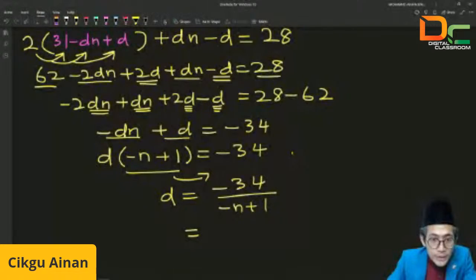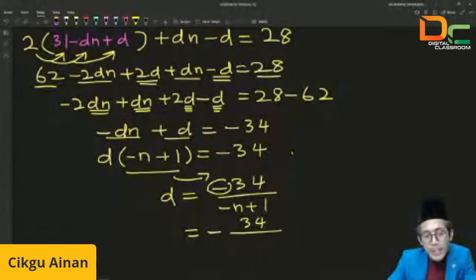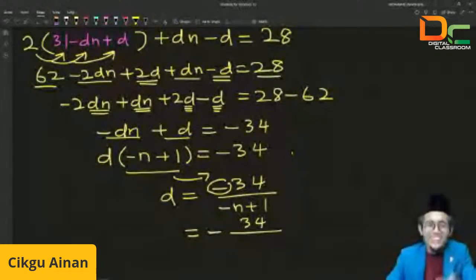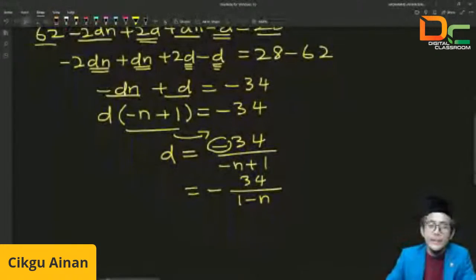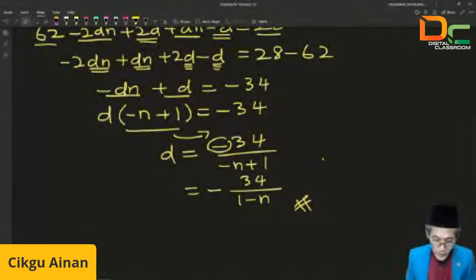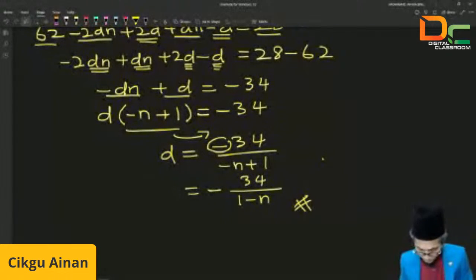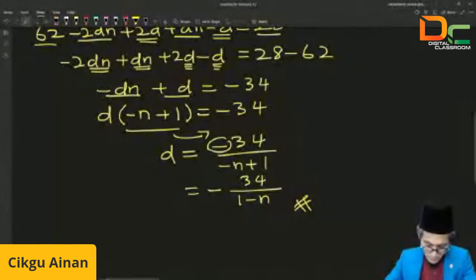Okay, we put the negative over here, and then 34. And then this minus 1 plus 1, you just turn it sideways. So 1 minus n. Okay, so this is the first question lah. Settle already. Okay, let's see. Correct already. Alamak, kenapa lain? Did I make a mistake?